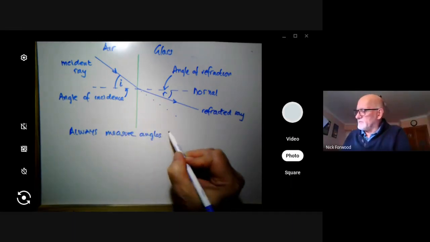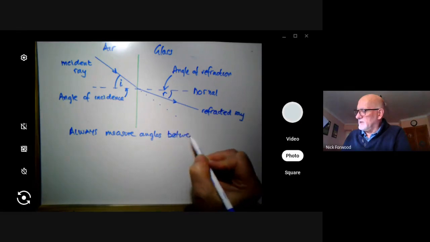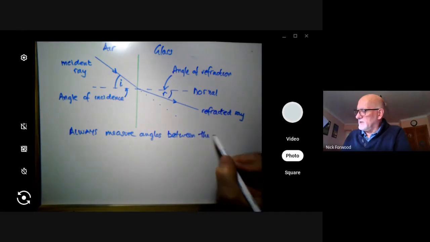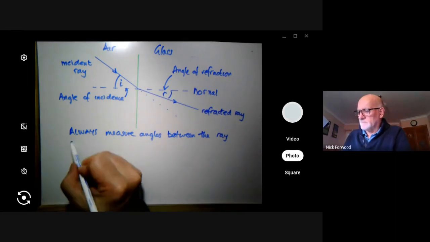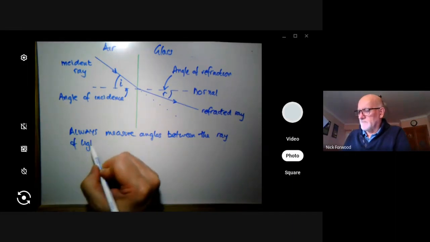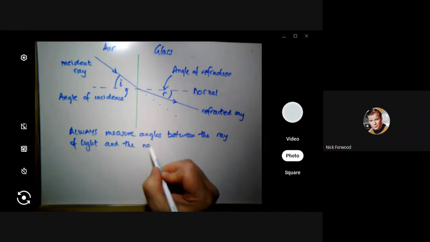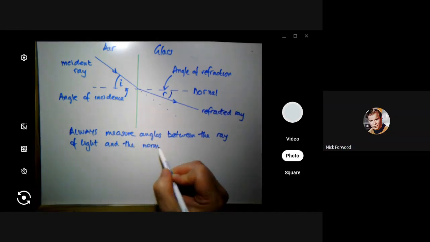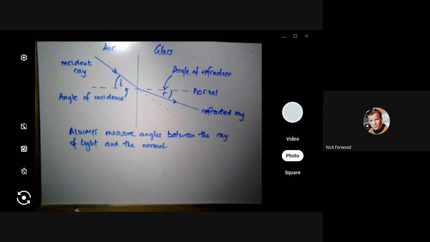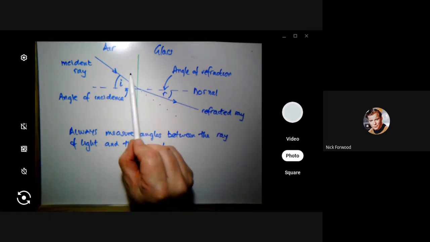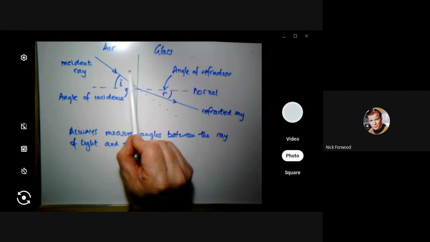measure angles between the ray of light and the normal. Now, tests, SQA tests, block tests, that sort of thing, they try and catch you out sometimes. They would tell you what this angle is here, and perhaps this angle is like 70 degrees. But that's got nothing to do with what's going on.